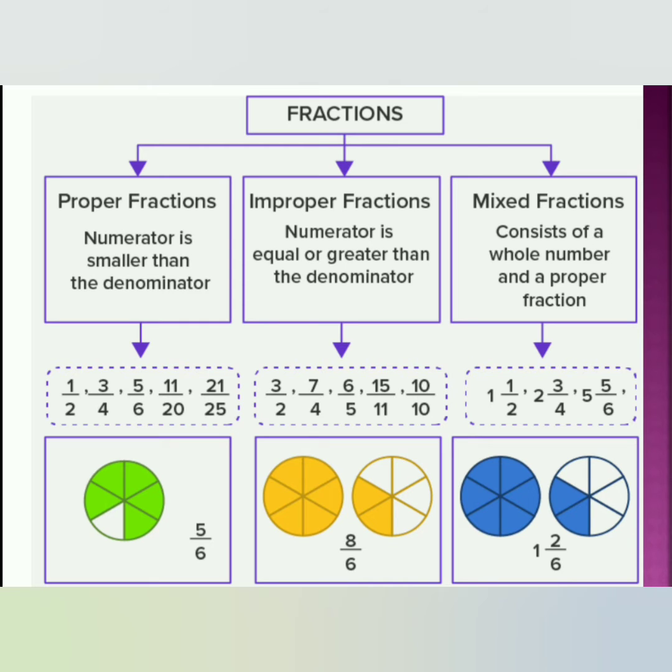Next is mixed fraction. An improper fraction can be converted into a mixed fraction and vice versa. It consists of a whole number as well as a proper fraction. 1 whole 1 by 2, 2 whole 3 by 4, 5 whole 5 by 6. These are some of the examples of mixed fraction.